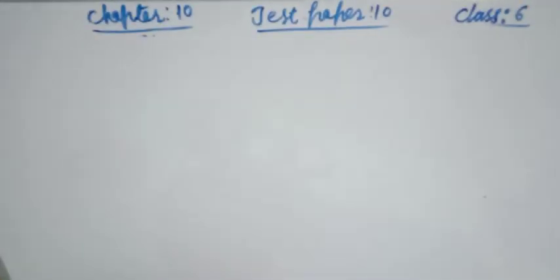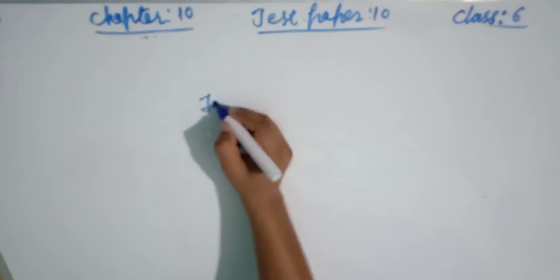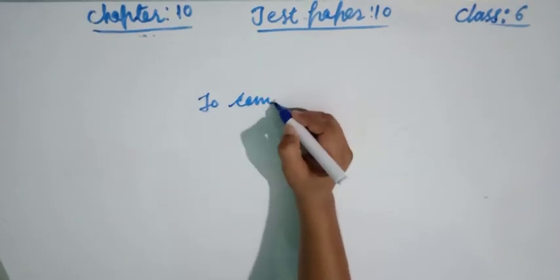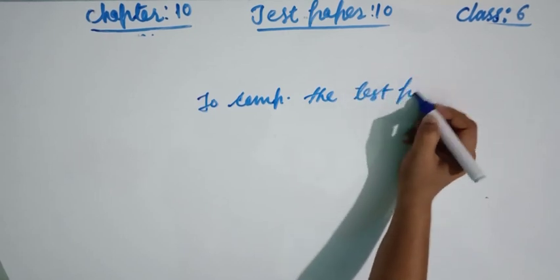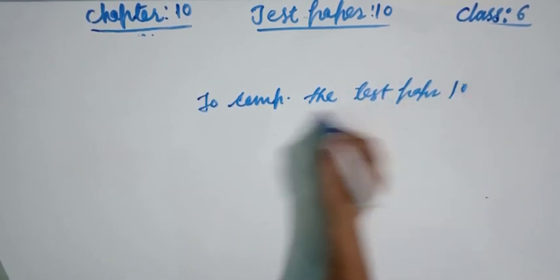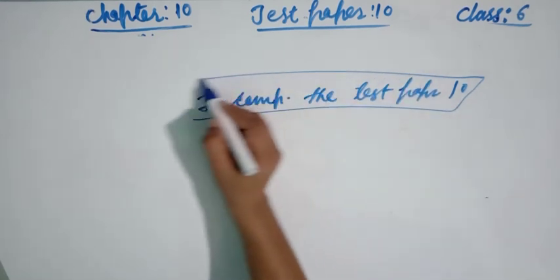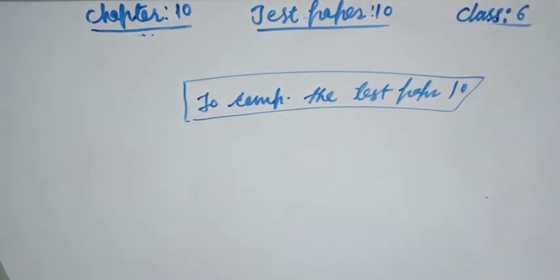Now see, friends, your homework is to complete the test paper. And test paper means, friends, this is your test of memory, and you are already aware of all types of sums and problems related to ratio and proportion and unitary method. So you can solve all the sums.